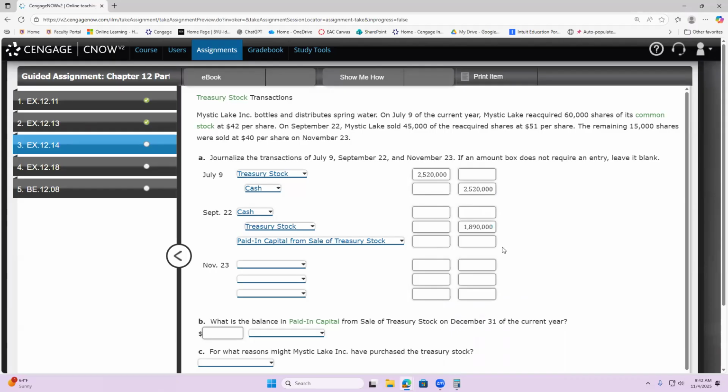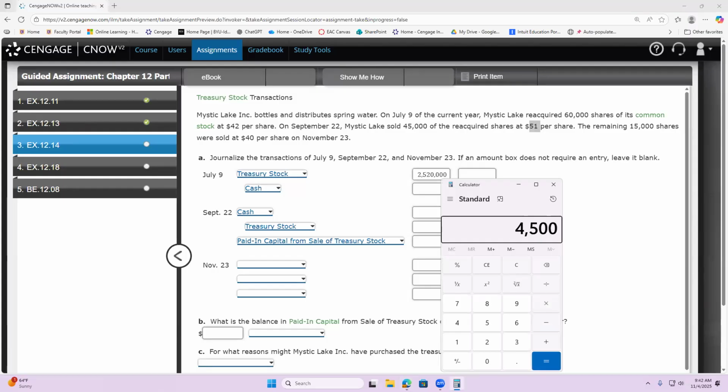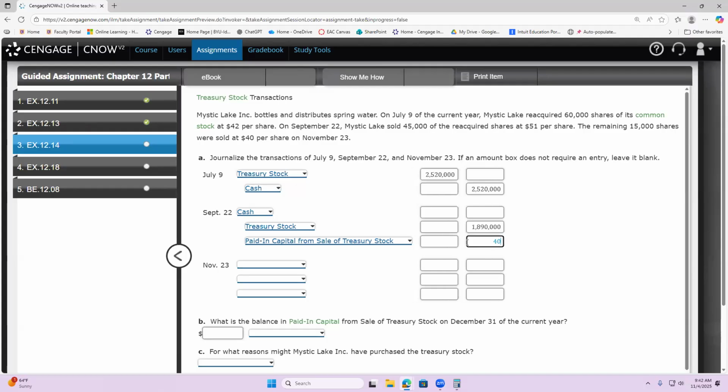And then this paid in capital from sale of treasury stock is just going to be any profit we made by selling that treasury stock for more than what we paid for it. So if they paid $42 a share when they bought it and they sold it for $51 a share, I would say 51 minus 42, $9 a share in profit. So I would just take the number of shares they sold, which was 45,000, times the amount of profit they made per share, $9, which gives us 405,000. Add those together, and that tells us how much cash they made from the transaction, right?